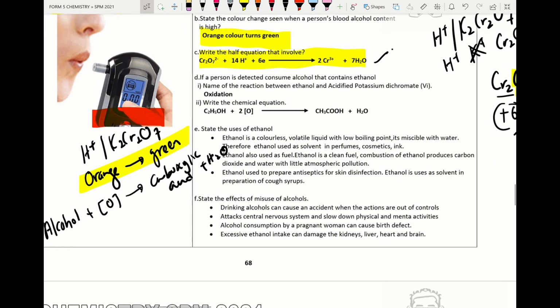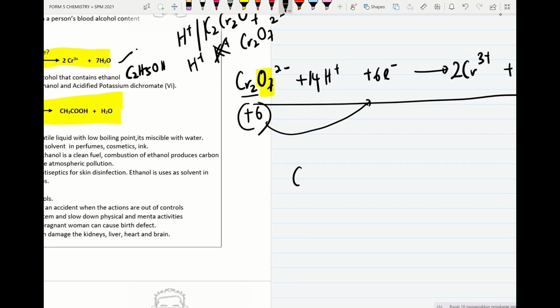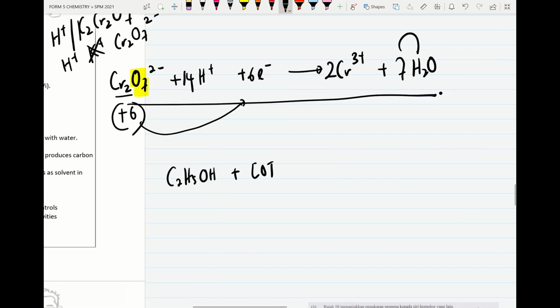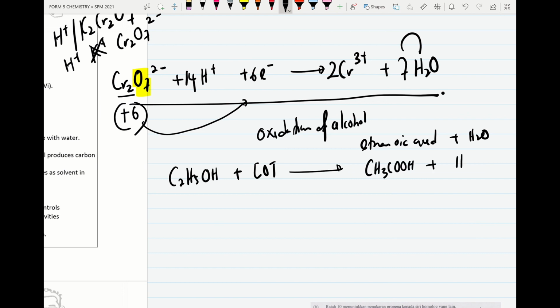All right, if a person is detected consuming alcohol containing ethanol, C2H5OH, please remember, name the process between acidified potassium dichromate(VI) and the ethanol. That is oxidation. Write down the chemical equation. We put ethanol C2H5OH in the presence of acidified potassium dichromate(VI). This process is known as oxidation of alcohol. We will get ethanoic acid plus water. Please remember the formula of ethanoic acid, CH3COOH, plus water.